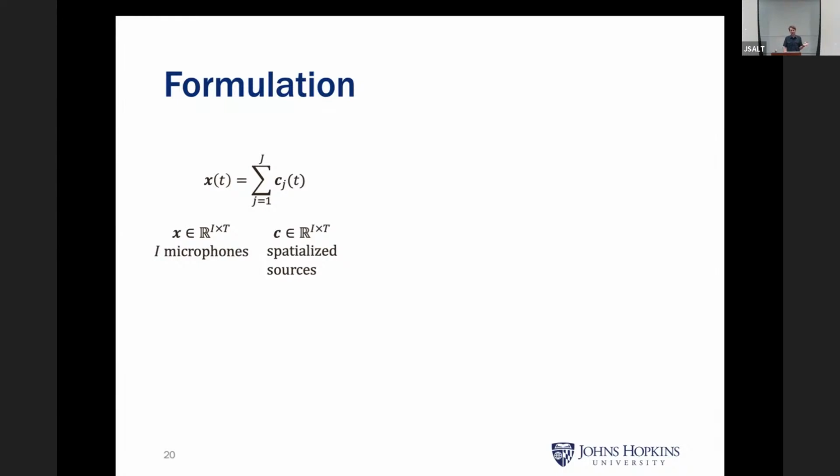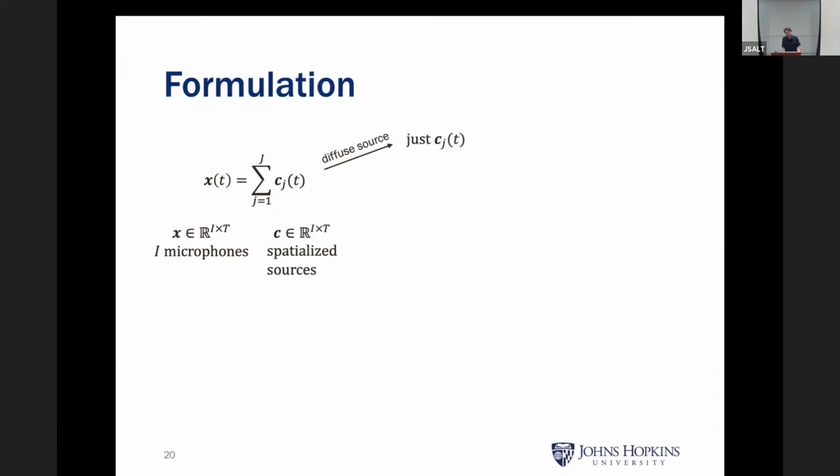some target signal, like maybe speech, it's going to sound different on each of the microphones, and it's also going to arrive at each of those microphones at a different point in time. So this concept of spatialized sources is basically what a given source sounds like as captured by a particular microphone. And then again, we have a sum over all of the sources that are in the recording.